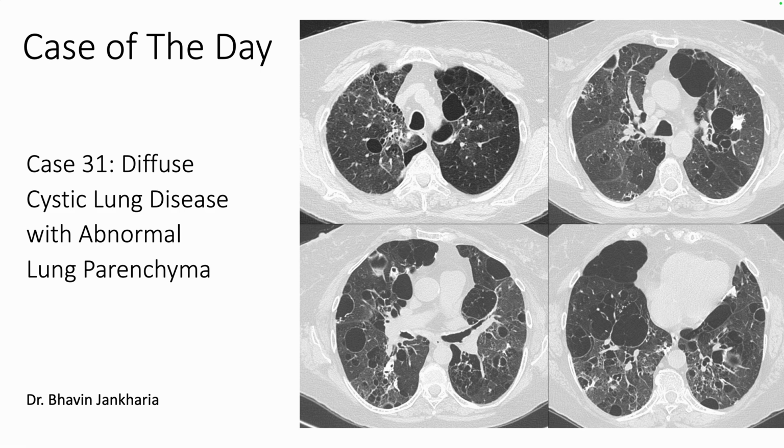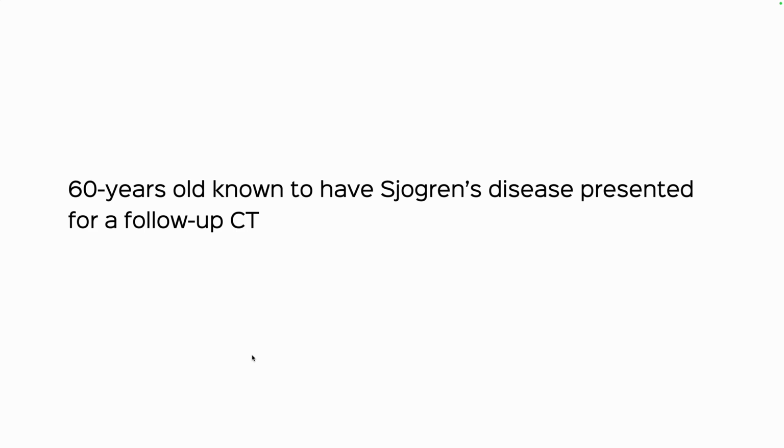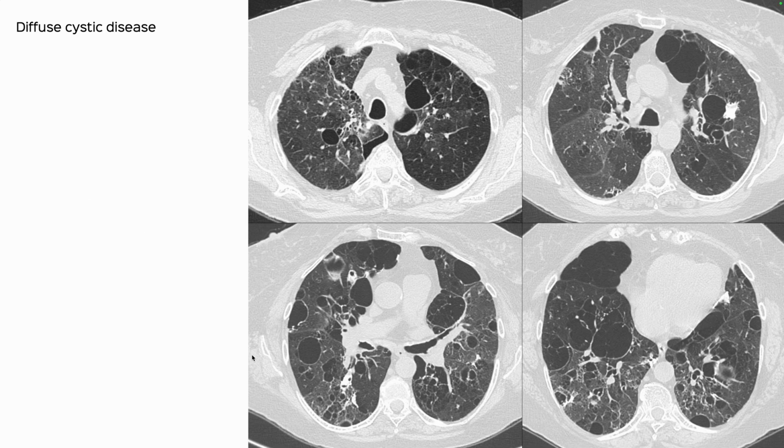Today is Wednesday, the 7th of May, and I'm going to talk about diffuse cystic lung disease with abnormal lung parenchyma. So, the 60-year-old known to have Sjogren's disease presented for a follow-up CT, and you can see multiple cysts throughout the lung parenchyma representing diffuse cystic lung disease.